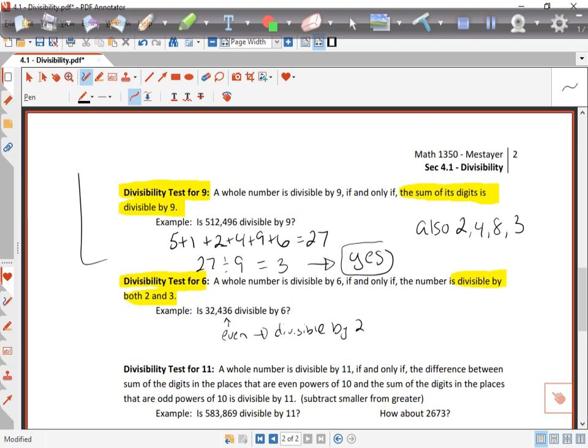Then we're going to add up the digits, which gives us 18. 18 is divisible by 3. Therefore, it's divisible by 6.